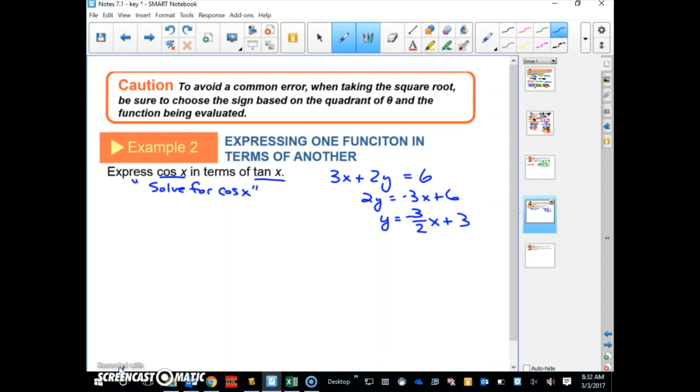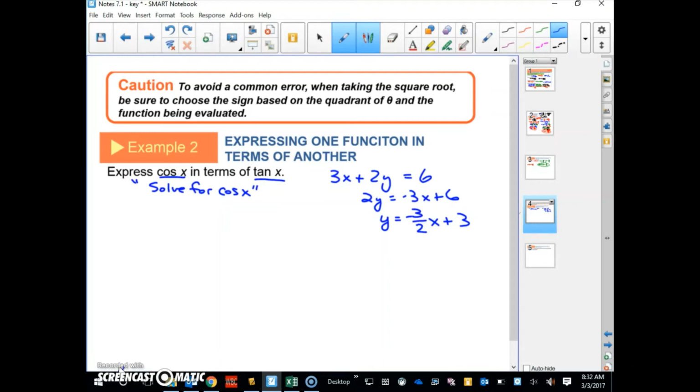So I know a lot of students just don't understand what that means. Express cosine x in terms of tangent x. I want cosine x equals blah blah blah tangent x blah blah blah. Okay, that's what I'm looking for, right? So what we have to do is find an equation that relates those two functions.